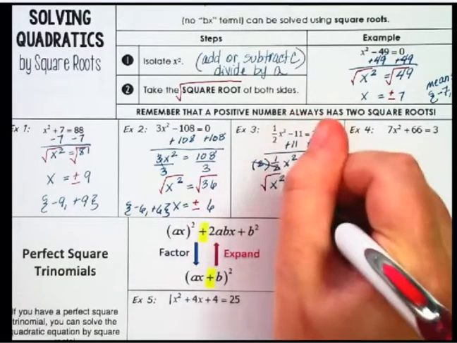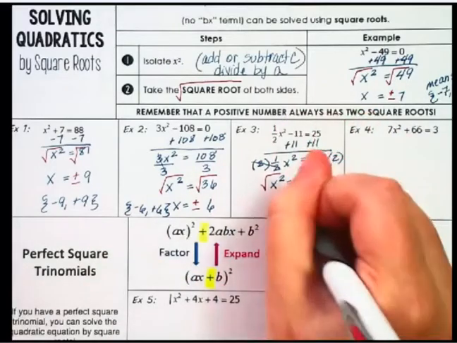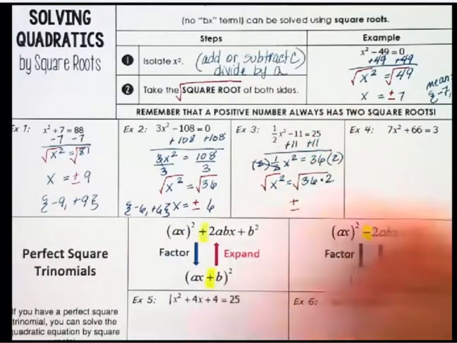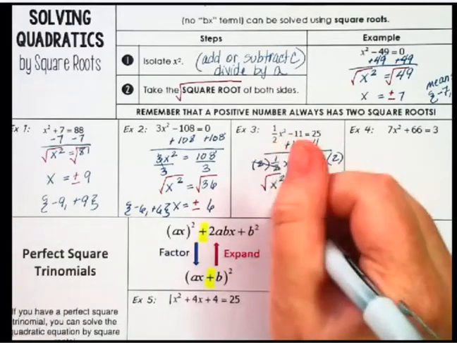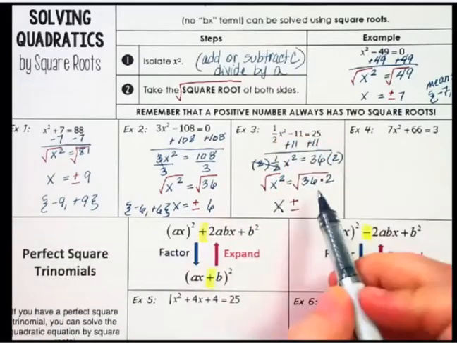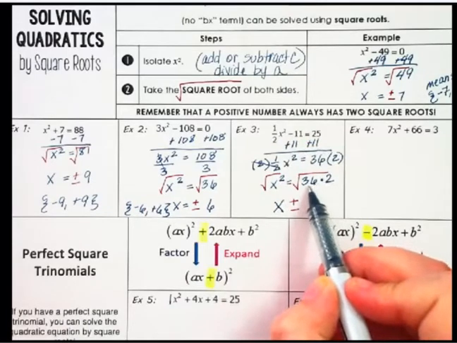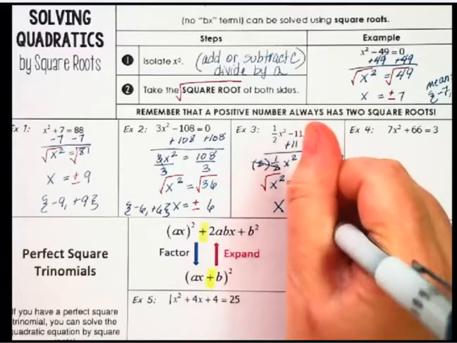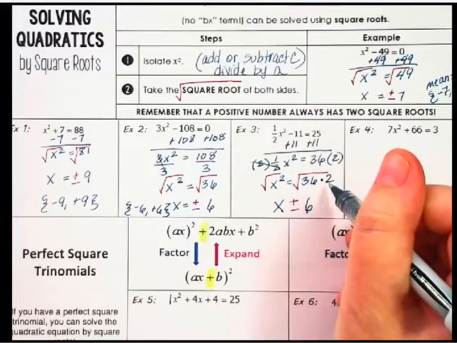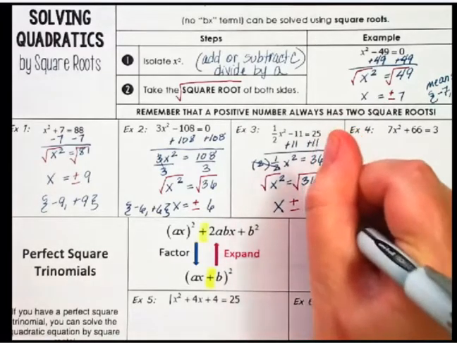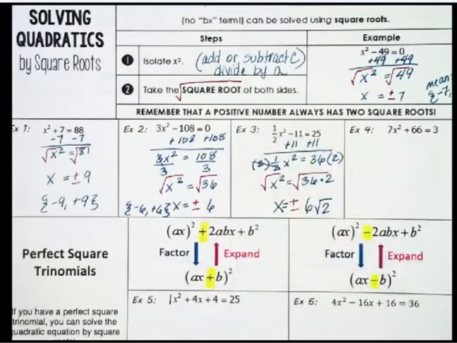Now I'm ready to take the square root. I will have a plus and I will have a minus. The square root of x squared is x. Now check this out. The square root of 36 is a perfect 6. The square root of 2 cannot be simplified, so it is stuck under the square root symbol. So square root of 2. And so that is my final answer. X equals plus or minus 6 square root of 2.